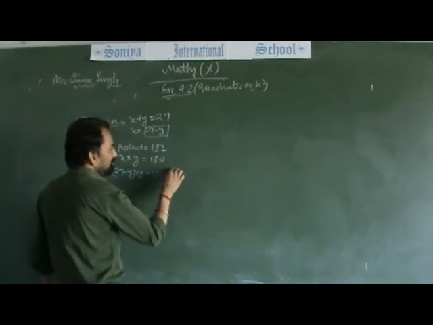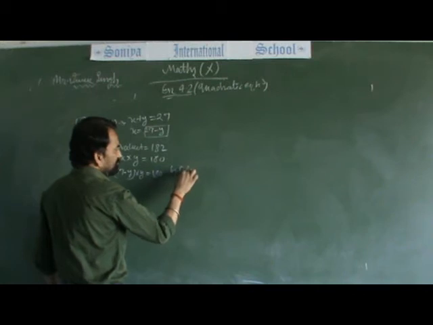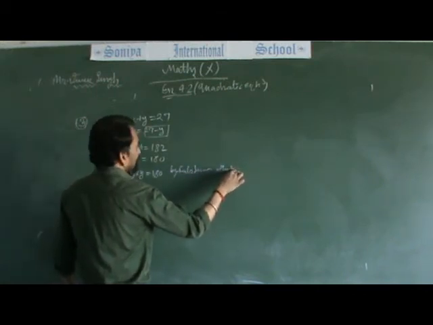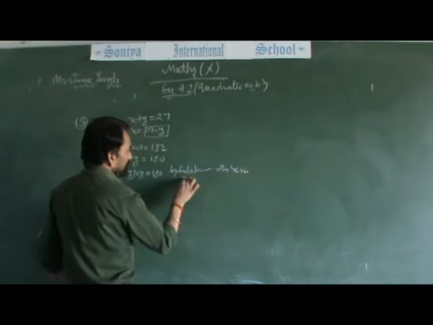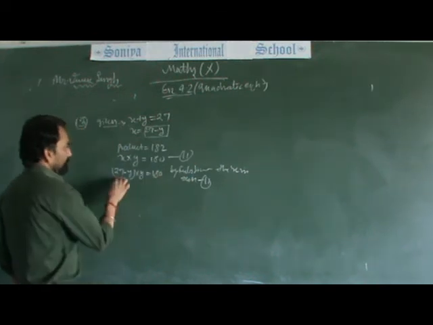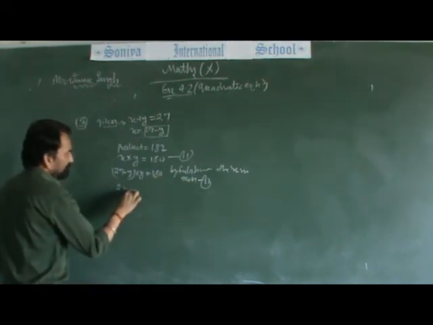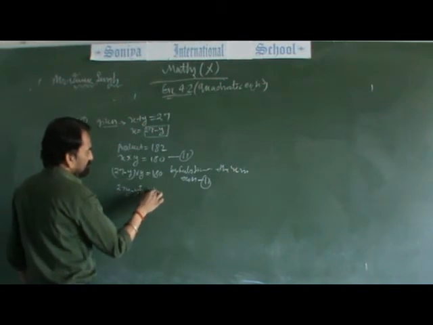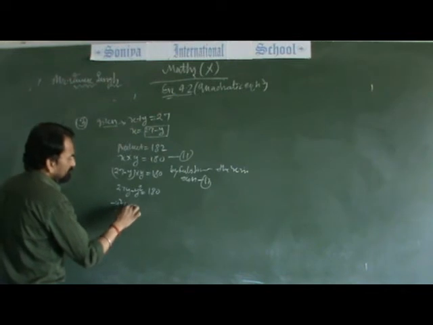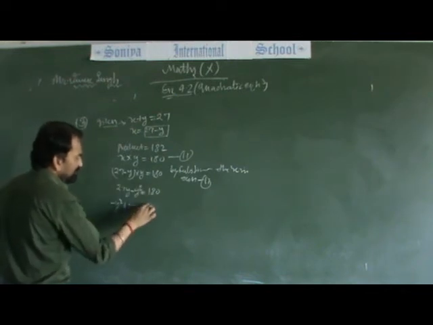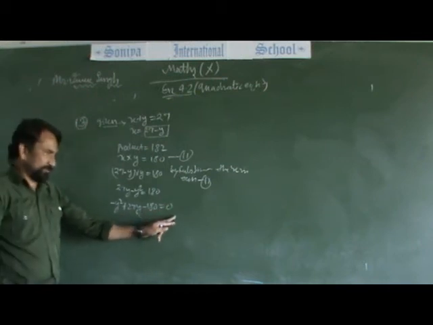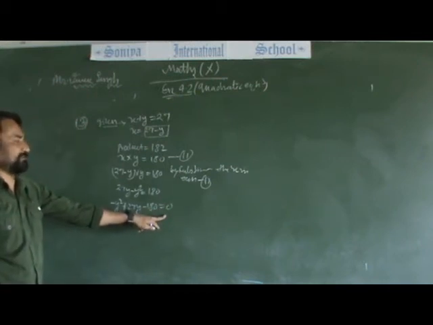How will you get this? By substituting the value of x in equation number 2. This is your equation number 2. 27y minus y square equals 182. Arrange in descending order of powers. Minus 182 comes to this side. What is this? This is a quadratic equation and you know how to solve a quadratic equation.